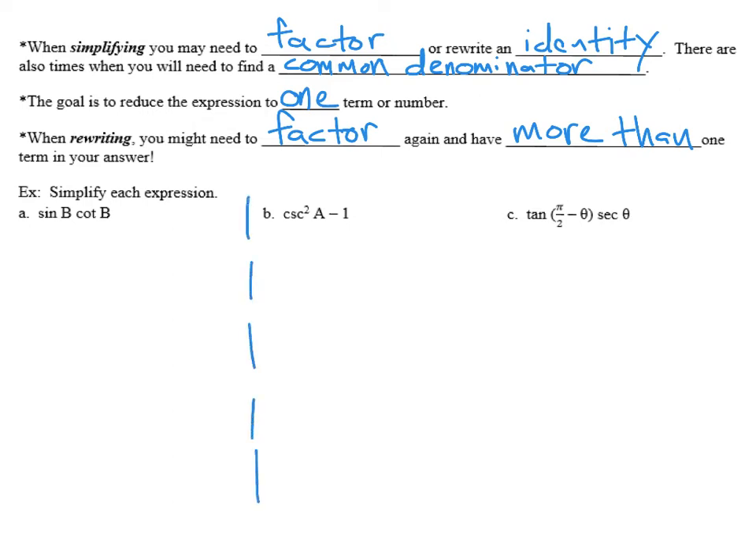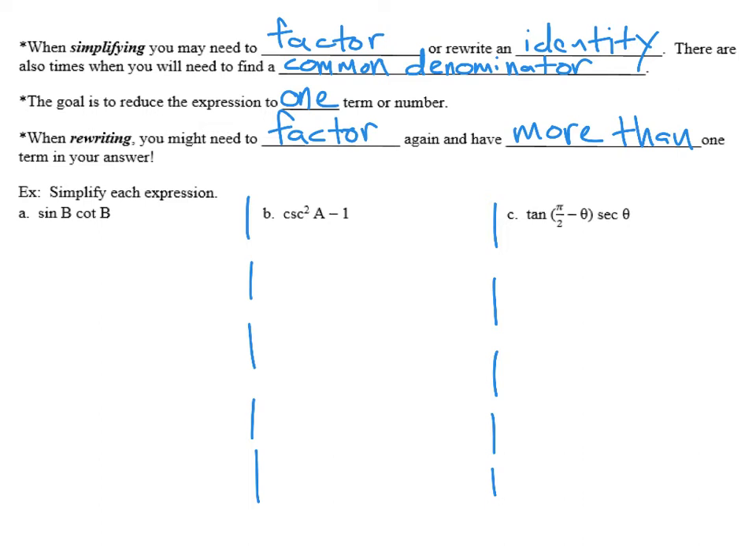Okay, that's enough of the background. I'm sure that probably got a little long for you. Let's simplify some trig functions. Okay? Sine of b times cotangent of b. The product of those two, I'd like to narrow it down. Is there an easier way to write that just as one single trig function?